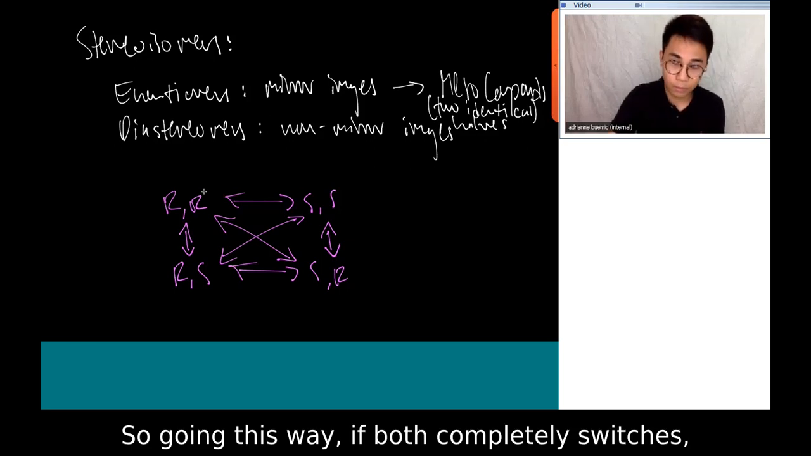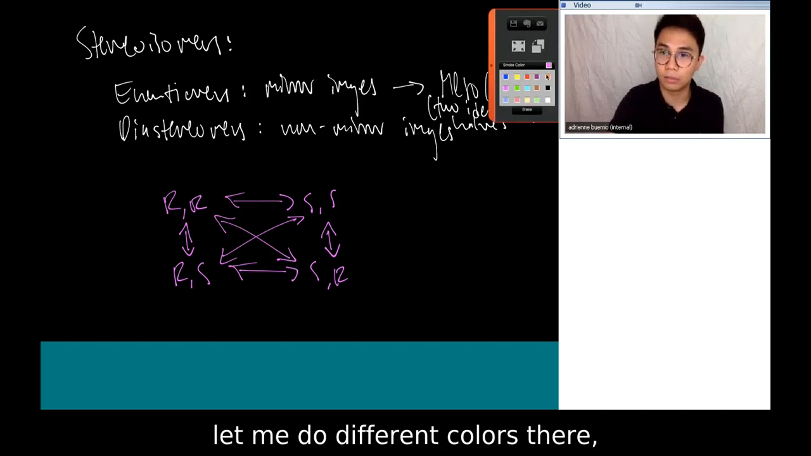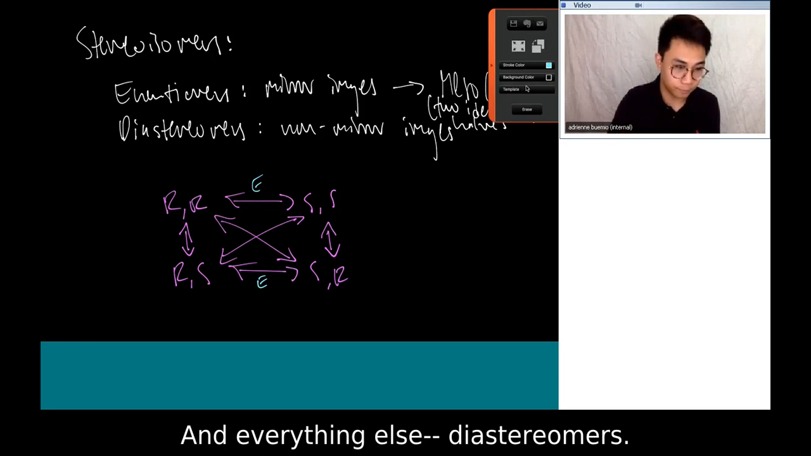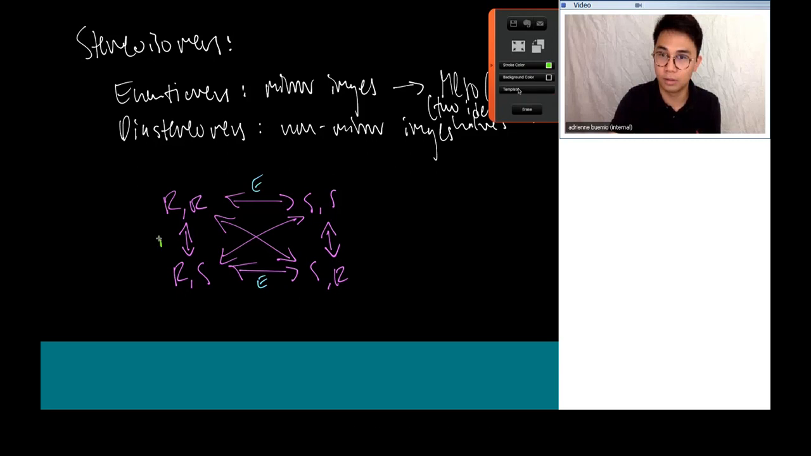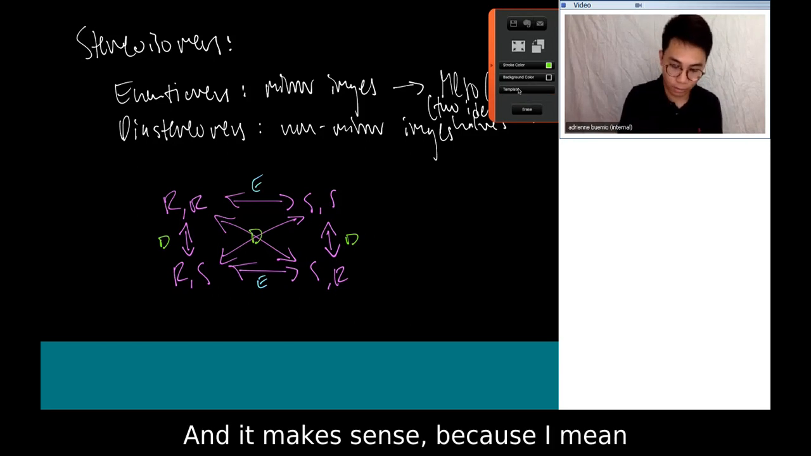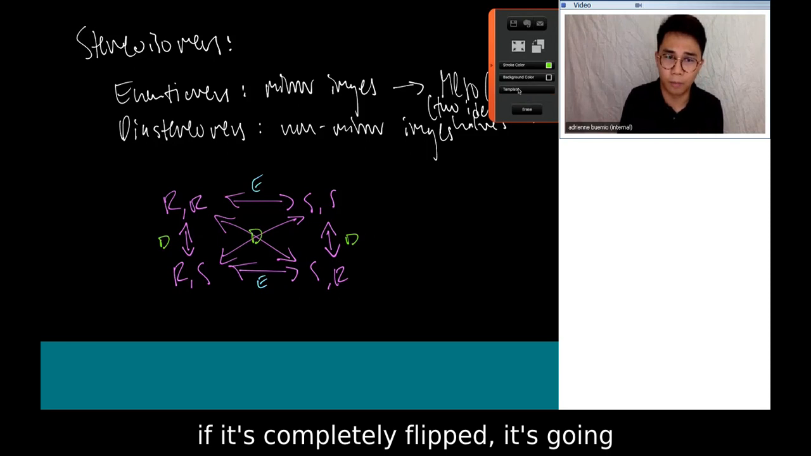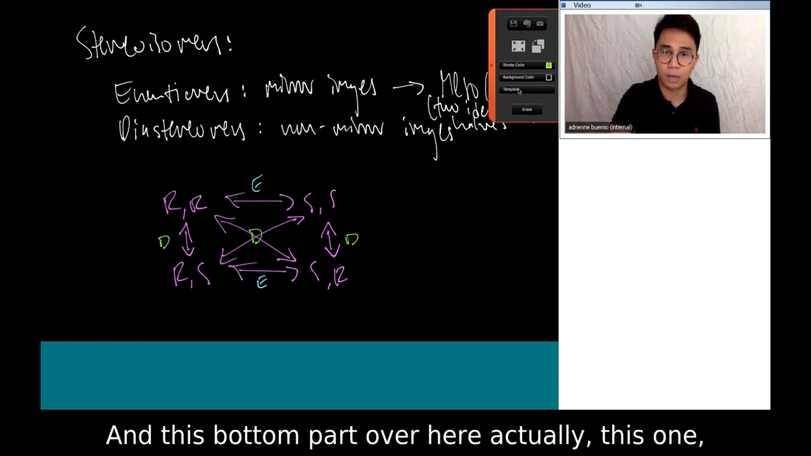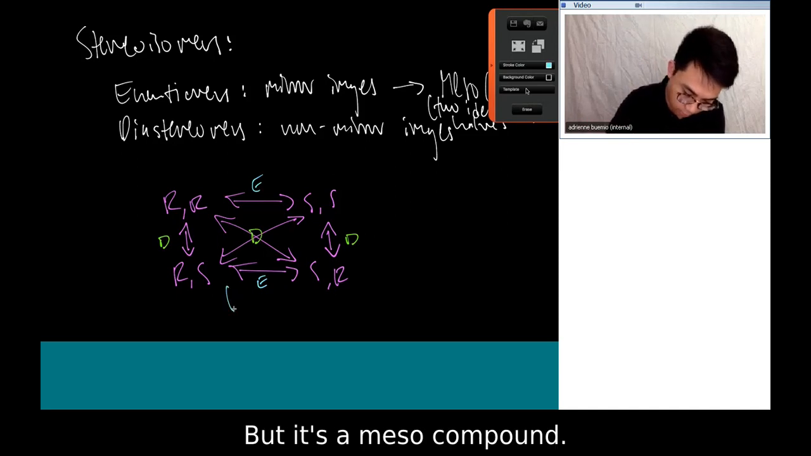Okay, so going this way, if both completely switch, they're going to be enantiomers, right? Let me do different colors here because this is too much pink. And everything else is diastereomers. So that's easy, right? Diastereomers, and then this middle part is also diastereomers. And it makes sense because if it's completely flipped, it's going to be a mirror image, right? But if it's not, it's not going to be a mirror image.